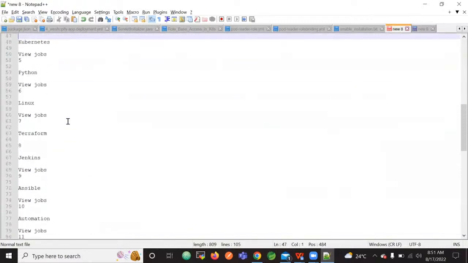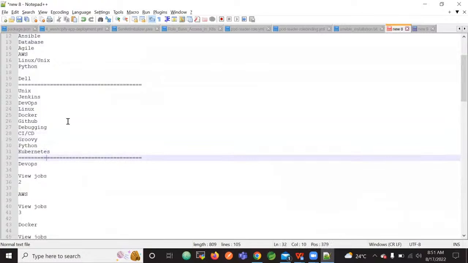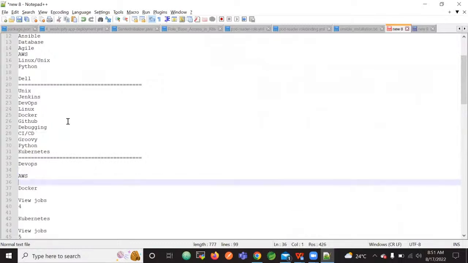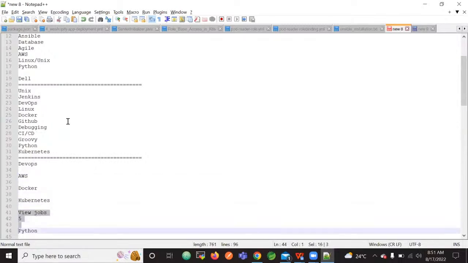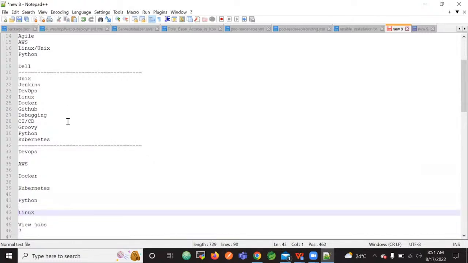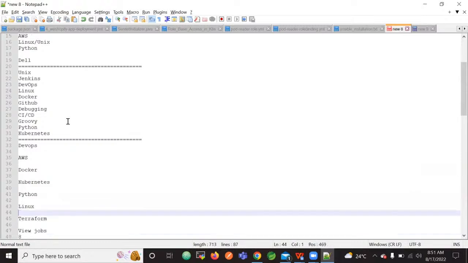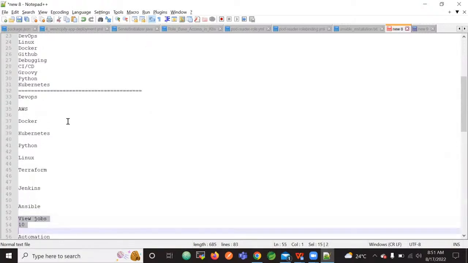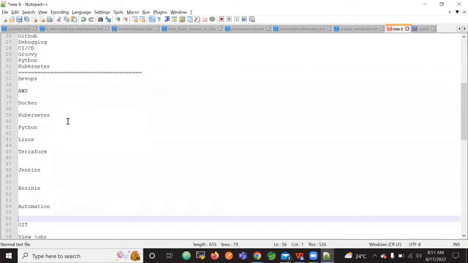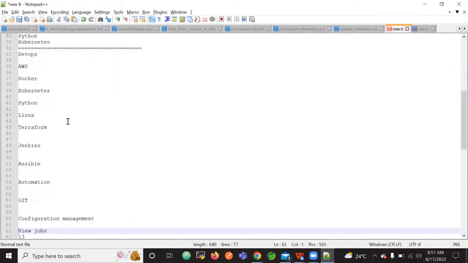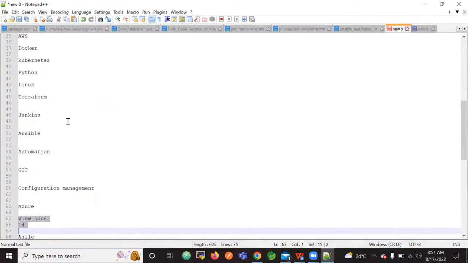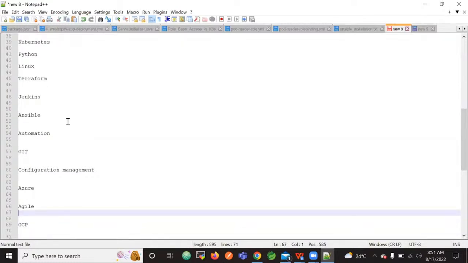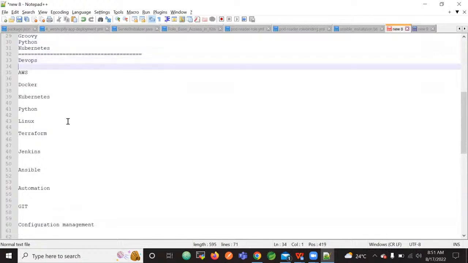Now let me go a little top, and here this is what they are expecting: DevOps, AWS, Docker, Kubernetes, Python, Linux, and Terraform, Jenkins, Ansible, automation, Git, configuration management, Azure, Agile, GCP. This is the skill set they are expecting.